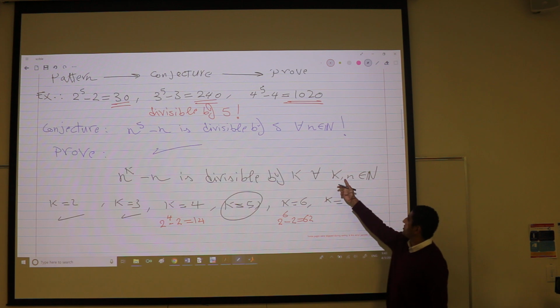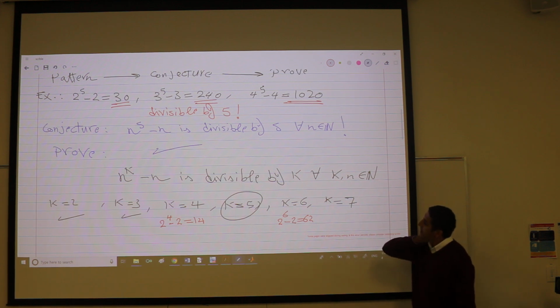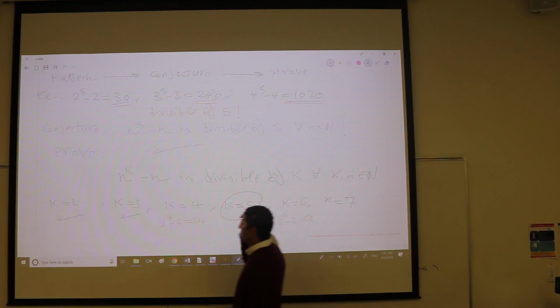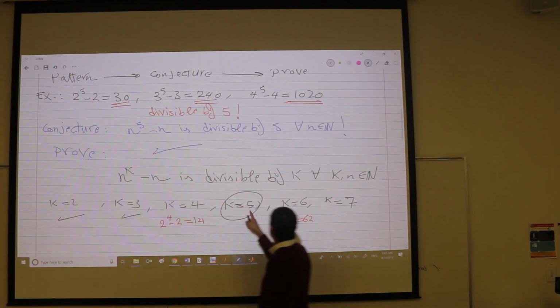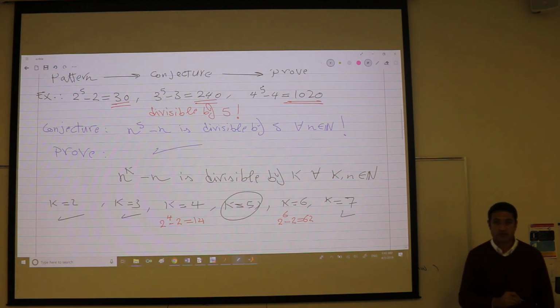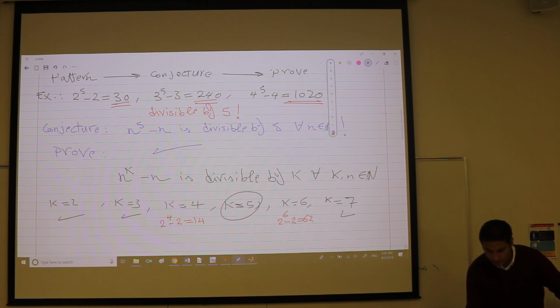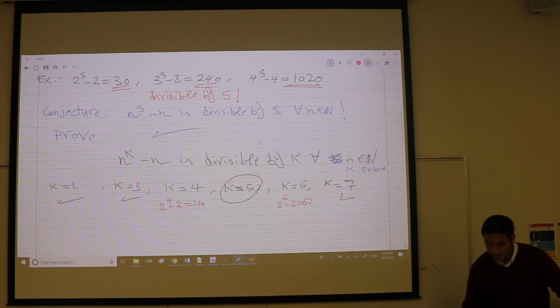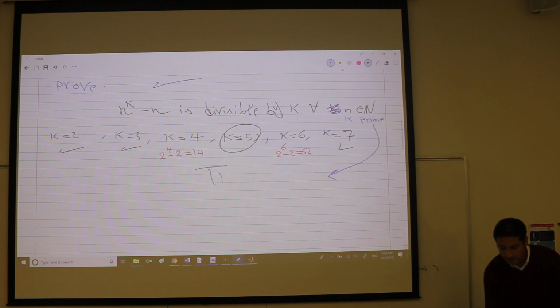So this conjecture is not true. It's working for some numbers, but not others. It's working for 2, 3, 5, and 7. So what do you suggest for a modification of this conjecture? Prime numbers. Very good. So we're going to say, well, it's not every k, it's every n but k prime, right? And for this conjecture, it's indeed true, and it's Fermat's little theorem.